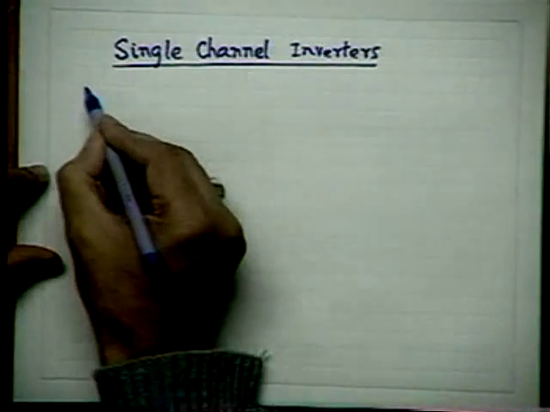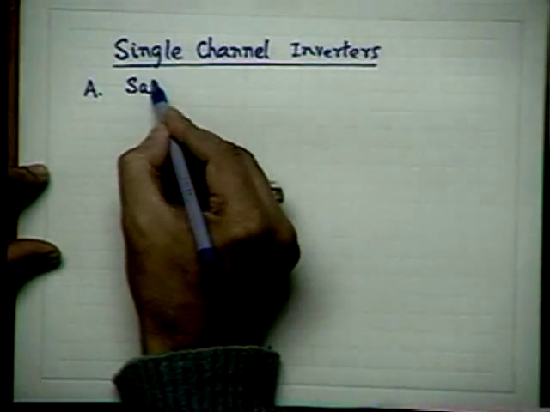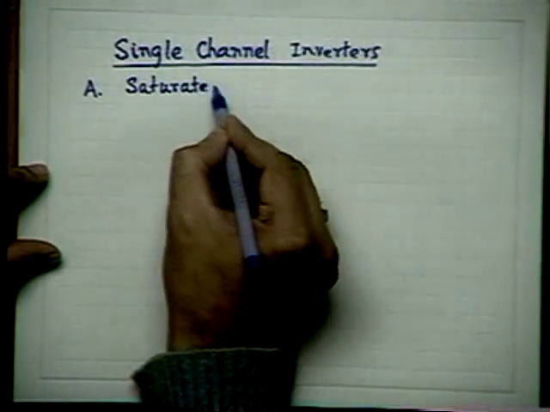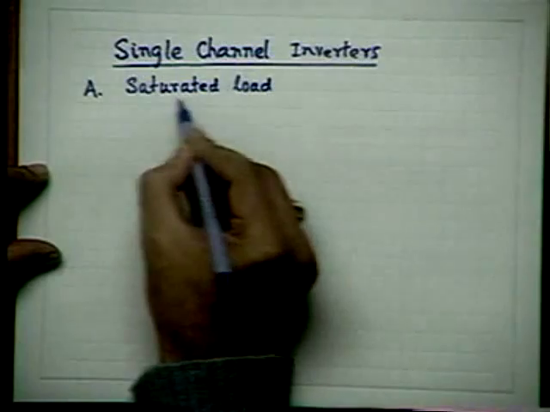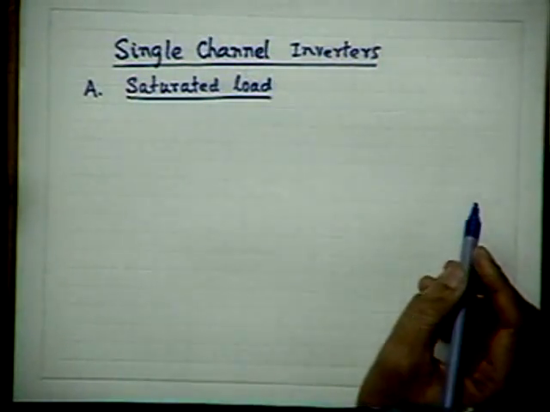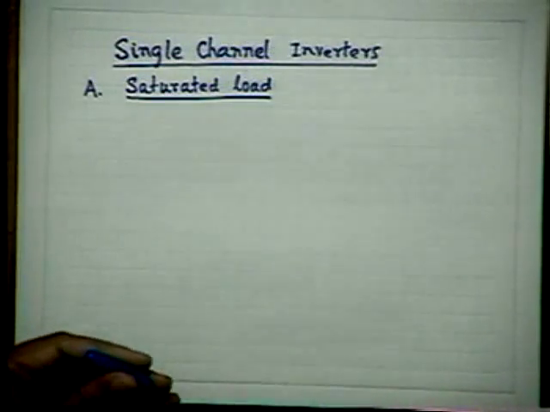In the case of saturated load, you know that for single channel inverters the load transistors are always on. It's not like CMOS, where the load transistor gets on and off along with the driver transistor in a complementary fashion. However, for a single channel inverter, an NMOS or PMOS inverter, the load transistor is always on. Whatever its state, it may be a depletion mode device or an enhancement mode device, in saturation or in linear or triode region, but it is always on.